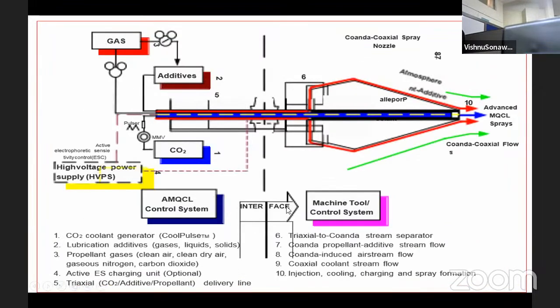Here is one figure, with gas. Instead of oil, gas is supplied, and additives are supplied. Carbon dioxide is also supplied, as carbon dioxide additives, and this active electro sensitivity control is used. This is called the high voltage power supply unit, HVPS, and the AMQCL control system, the minimum quantity coolant lubrication system.